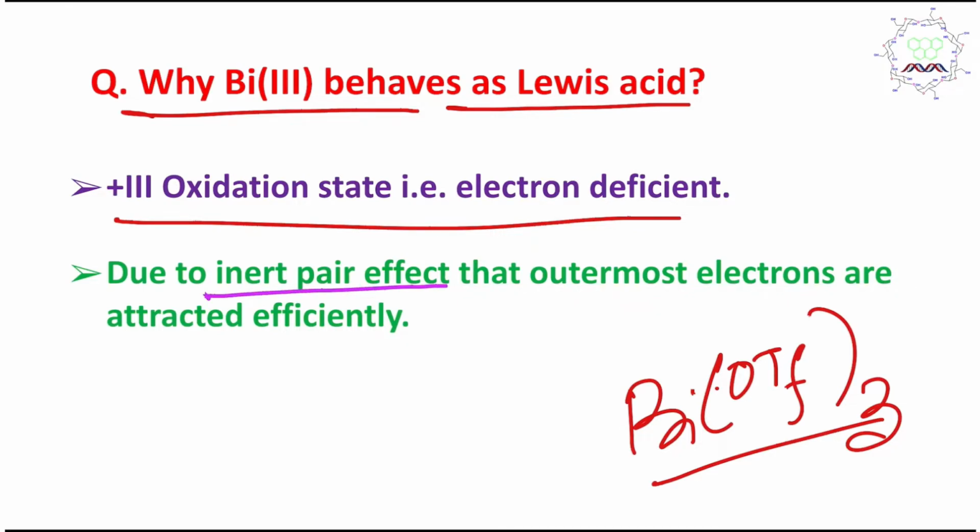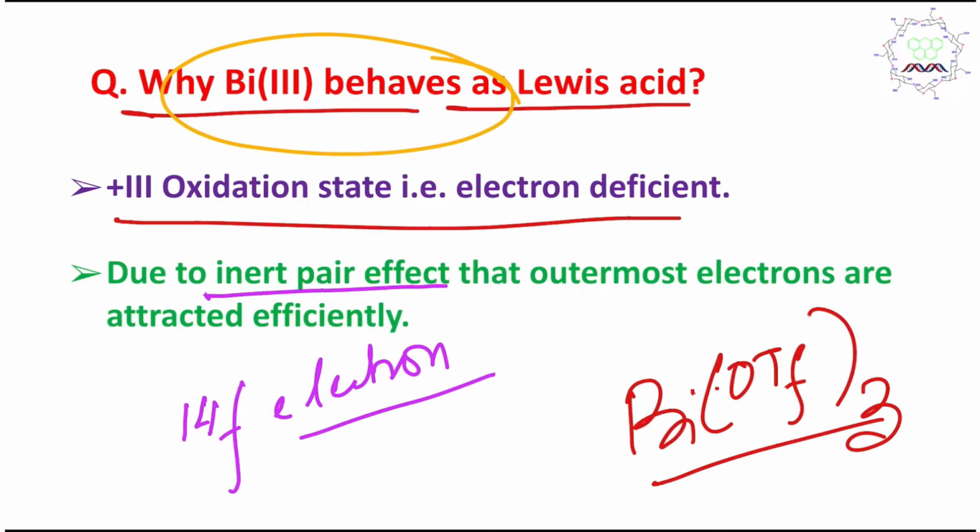What does it mean? Before bismuth there is a filled f subshell, meaning 14 f electrons, and these f orbitals have poor shielding of nuclear charge. Consequently, the outermost valence electrons are strongly attracted by the central nuclear attraction force. It means bismuth becomes a stronger Lewis acid, because its electron deficiency becomes dominant. You can see this size comparison, meaning lanthanide contraction; lots of studies are there, I'm not going into them. So because of this inert pair effect or lanthanide contraction, bismuth 3 plus behaves as a better Lewis acid.